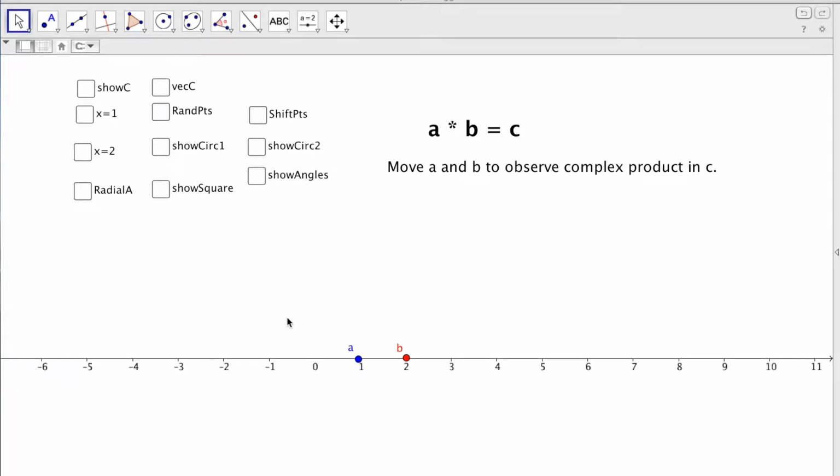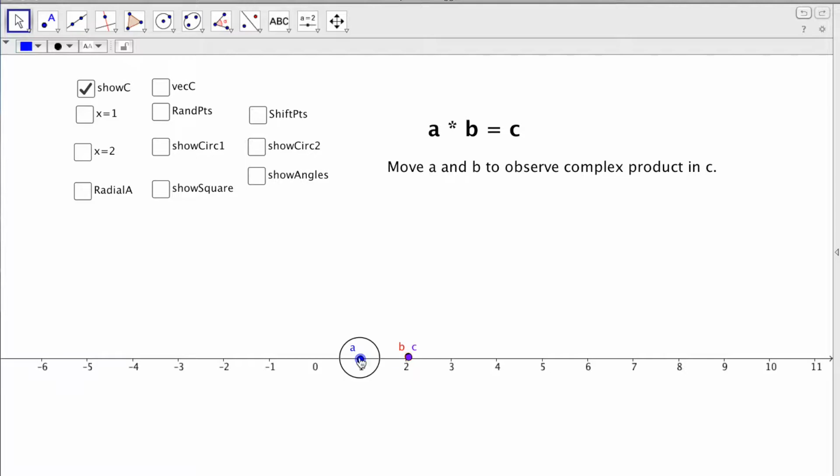Consider multiplication as an analog function. Here we have two numbers on the number line, a and b, and let's look at the value of c, where c equals a times b. If a is anywhere near 1, then c will be right on top of b, wherever b happens to be.